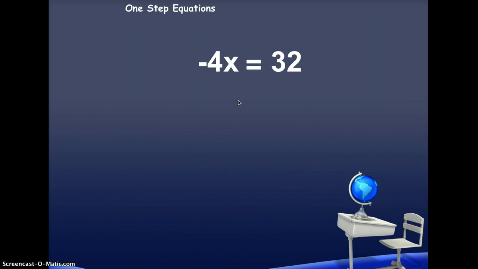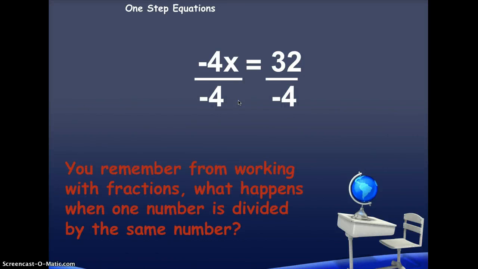So let's show that. Negative 4x equals 32. Let's divide both sides by negative 4. Again, remember that we are dividing this coefficient by itself. So negative 4 divided by negative 4 is equal to 1. So let's cancel that out. The answer is 1x. But we don't have to write 1, so we can just write x. And 32 divided by negative 4, so positive divided by a negative is a negative number. So our answer is negative 8.